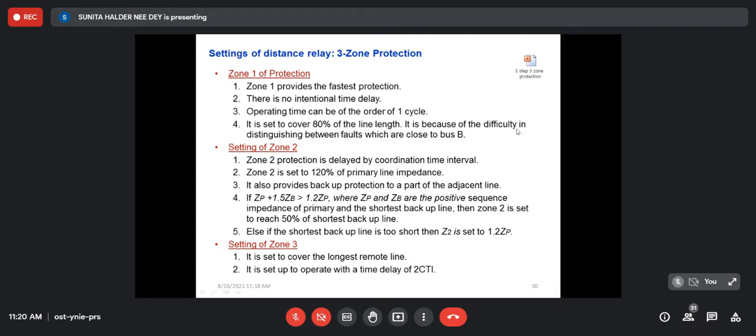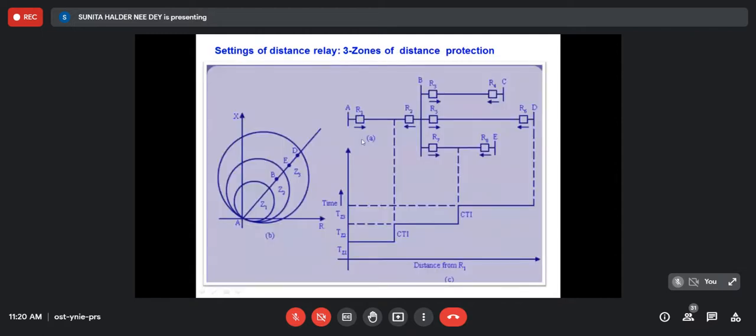It is because of the difficulty in distinguishing a fault which is close to the bus B. So here, this AB will give you the primary protection, or first set of protection, up to B. But you see B is kept outside the zone of the first set of protection, Z1. So you may assume this as 10 to 20%, right? This 10 to 20% will not be provided by the first set of protection.